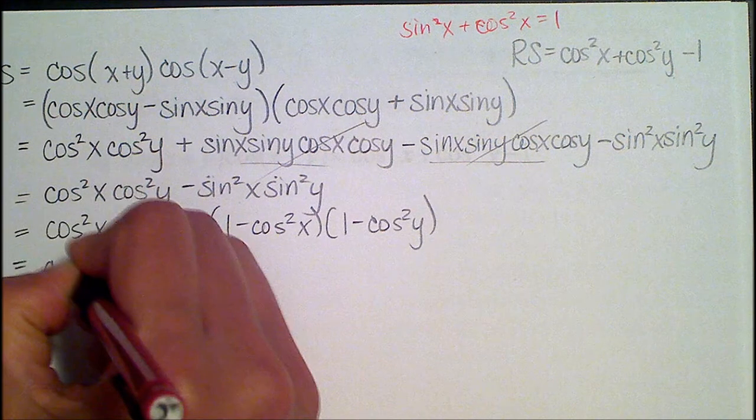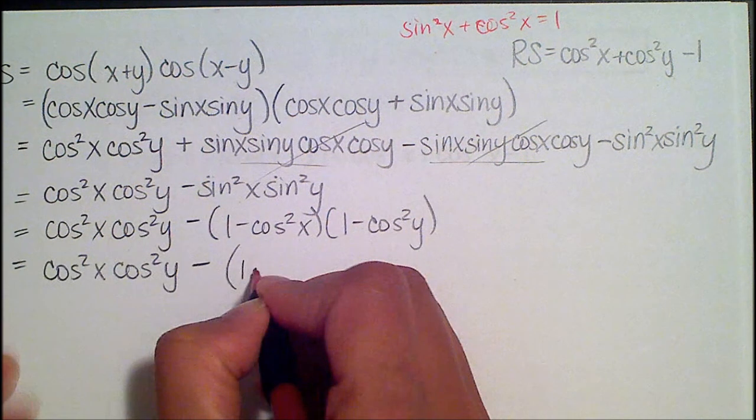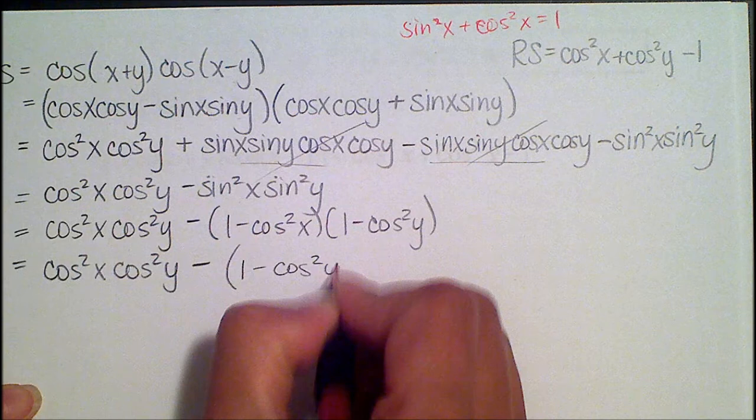And so if I expand this, I get 1 minus cos squared y minus cos squared x plus cos squared x cos squared y.